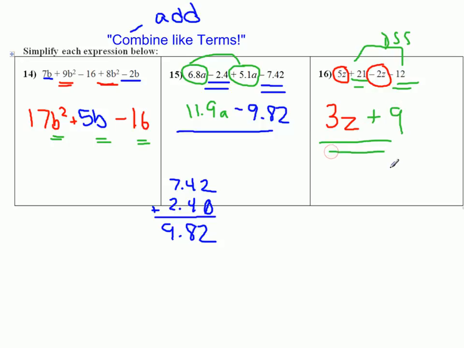And again, cannot do anything else with these answers. So if you're just getting one number as an answer, you're wrong because you're not combining the like terms. You're combining everything. And not everything can be combined. Alright, moving on to the next section.